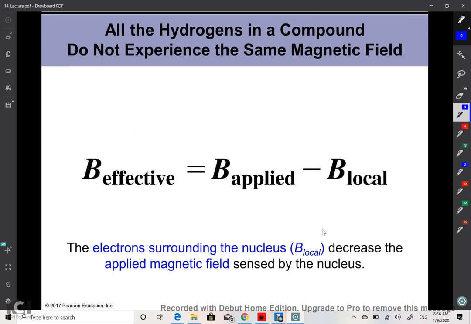Now, we'll spend a lot of time talking about proton NMR, meaning hydrogen NMR. That's what we'll spend a lot of time talking about. But we'll also talk about carbon and the rest.